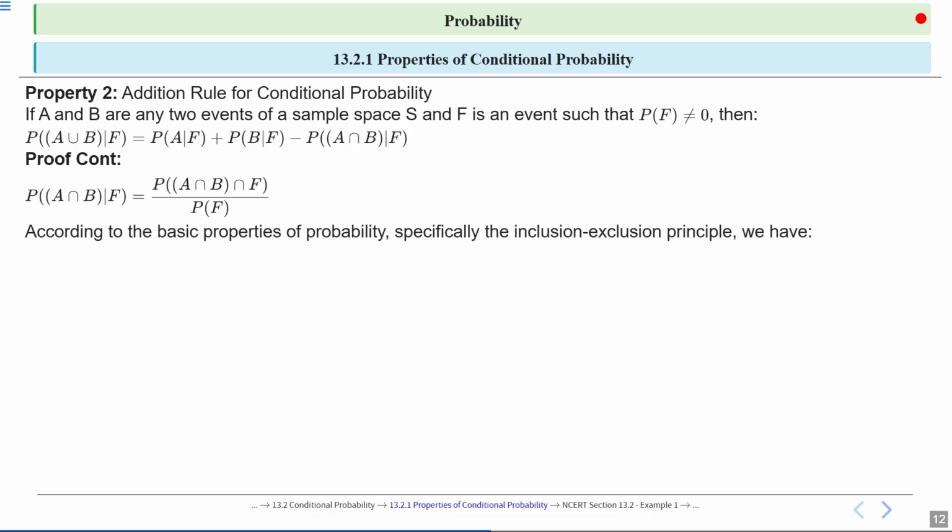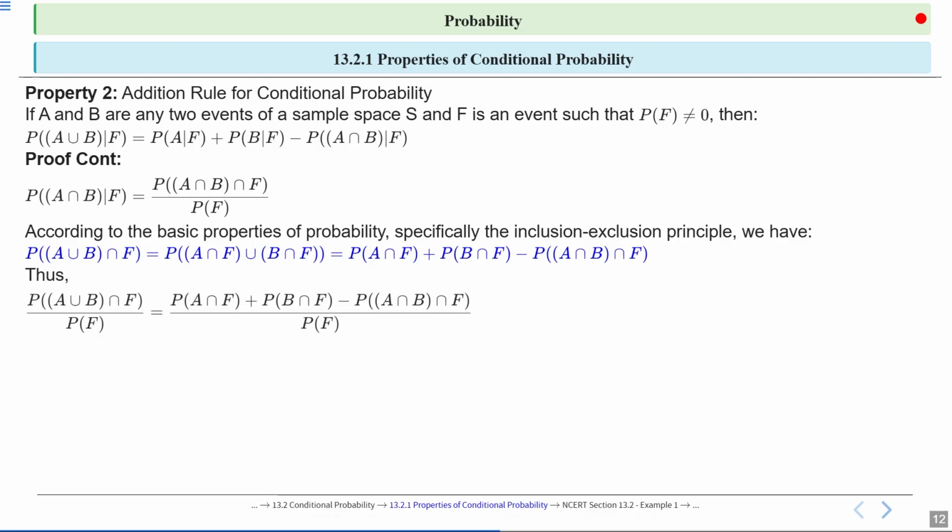According to the basic properties of probability, specifically the inclusion exclusion principle, we have probability of A union B intersection F equal to probability of A intersection F union B intersection F, and it will be equal to probability of A intersection F plus probability of B intersection F minus probability of A intersection B intersection F. Thus probability of A union B intersection F upon probability of F will be equal to probability of A intersection F plus probability of B intersection F minus probability of A intersection B intersection F, upon probability of F.